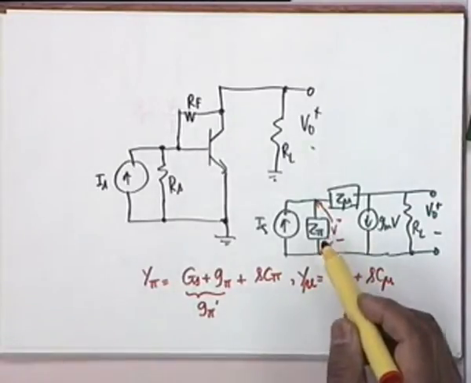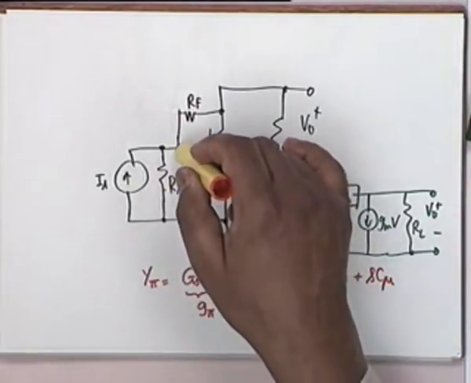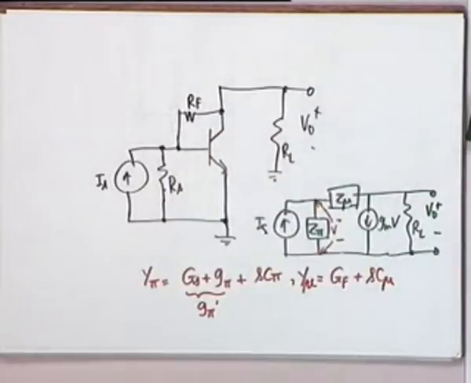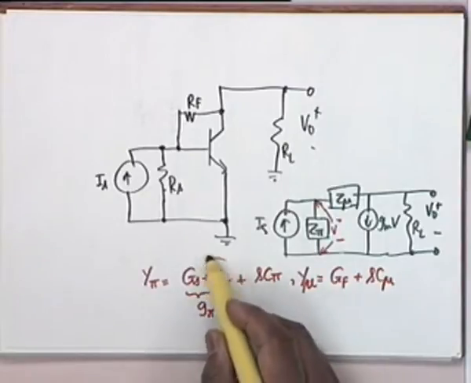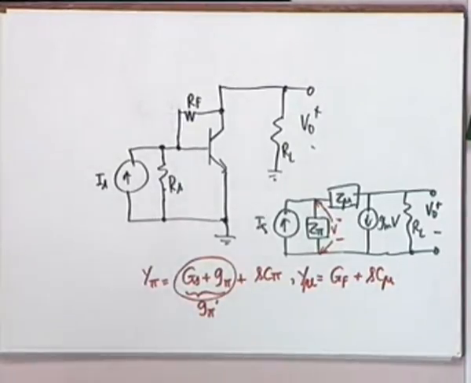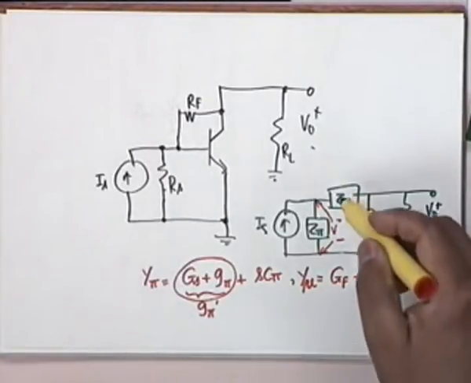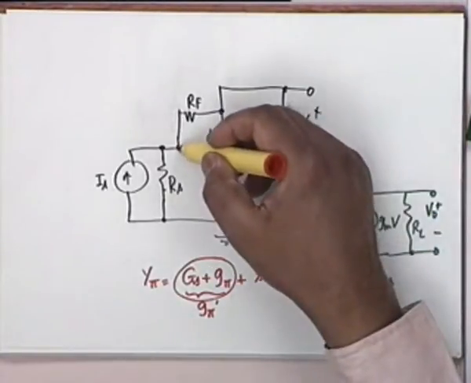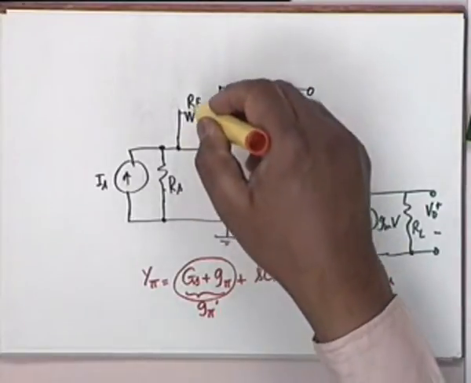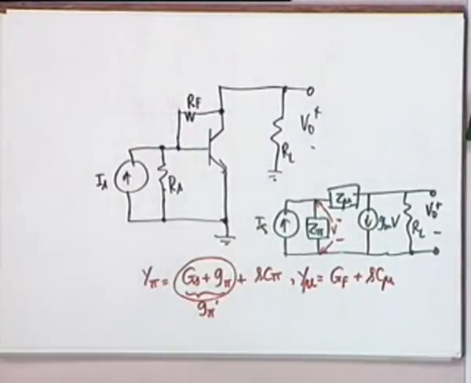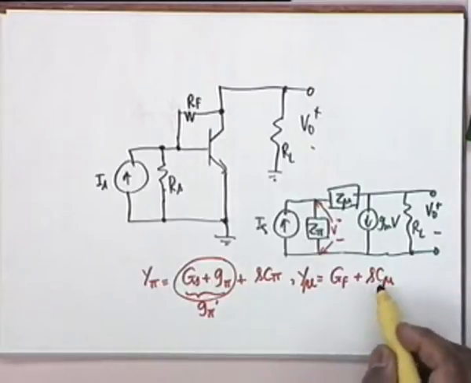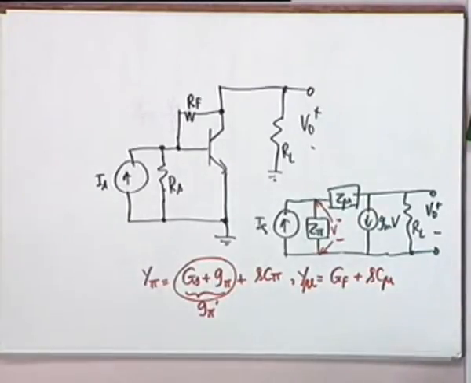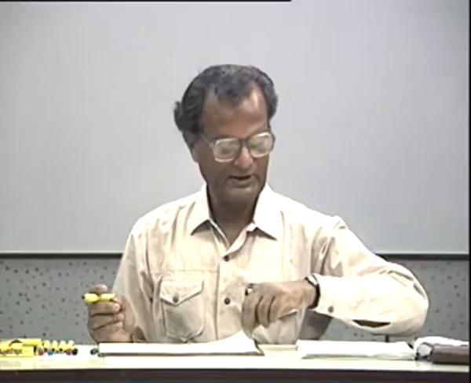Z pi, for example, takes care of RS, the parallel combination of R pi and C pi. That is why Y pi is equal to this, and in addition this quantity Gs plus G pi we had represented by G pi prime, and Y mu is the inevitable C mu between the base and the collector and the parallel connected RF. Therefore, Y mu is Gf plus S C mu. And then we had tried to calculate the transfer function.